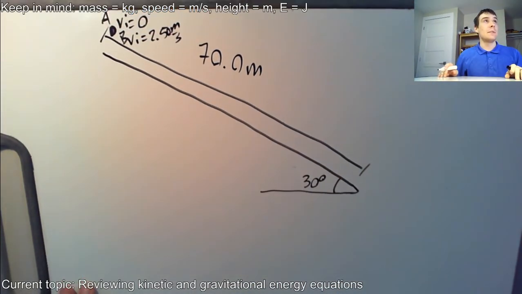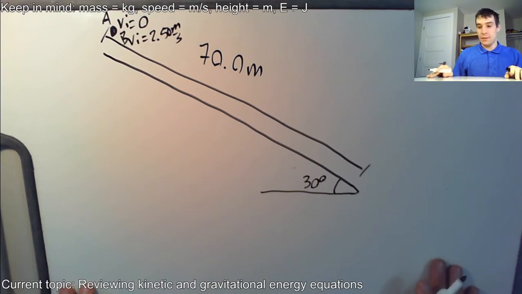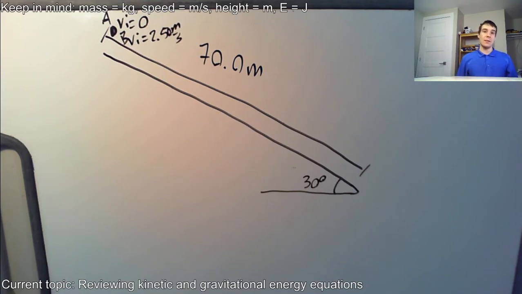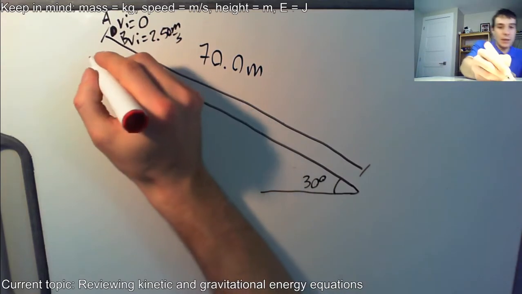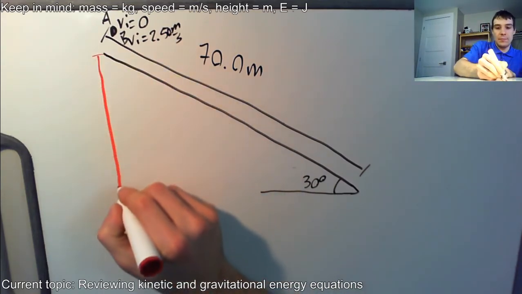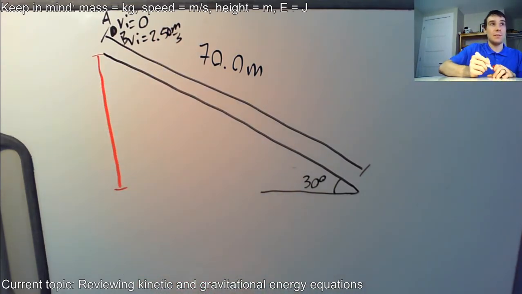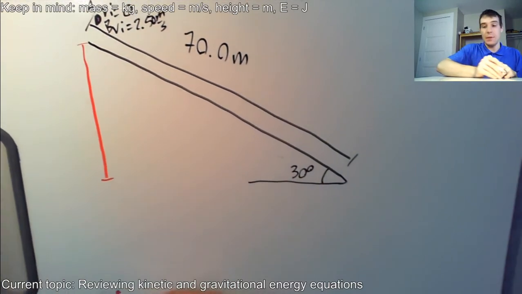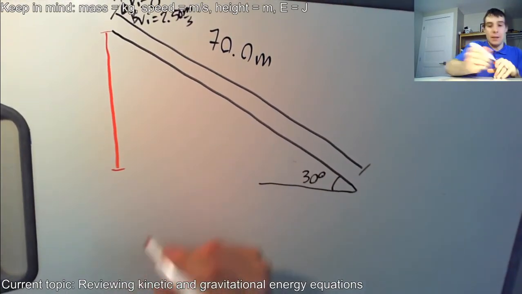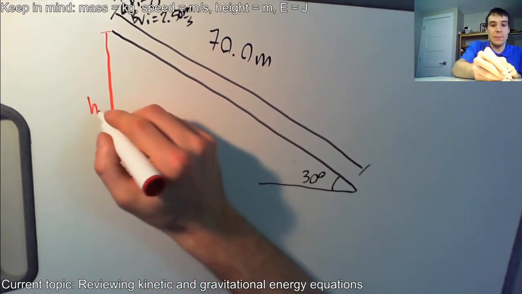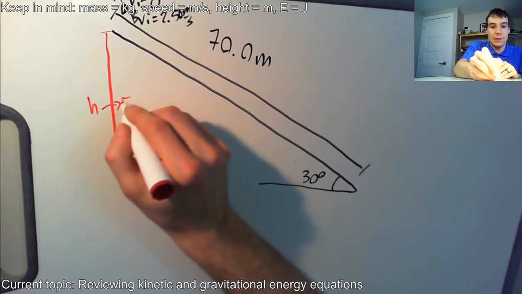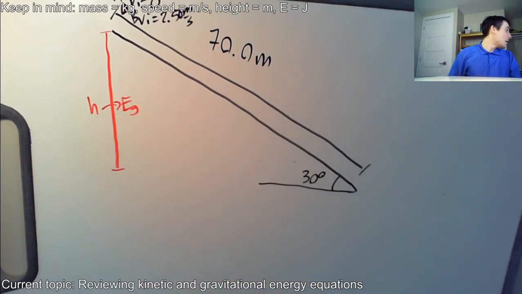So the first thing is to remember that energy has no vector. Energy is scalar. So all that the energy cares about is how high up the skier is. So height, right? Height is what matters. Height is gravitational energy.